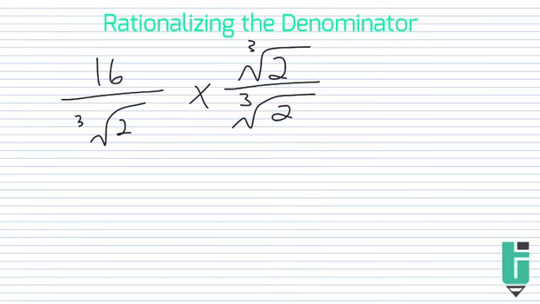But before, that worked because we had a square root, and if you multiply a square root by a square root with the same value inside, you're just going to get that value back.